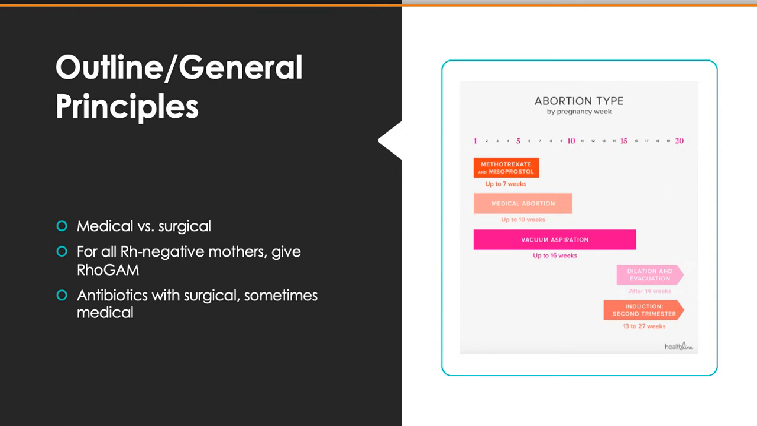Another important thing to note is the use of RhoGAM in abortion. As I'm sure you learned in your reproductive or hematology courses, pregnant people should be assessed for their Rh status, and Rh-negative patients should be given RhoGAM prior to delivery. The same is true for patients choosing a medical or surgical abortion. Another note is that for both types of surgical procedures, antibiotics are given afterwards to prevent infection. This is sometimes done with medical abortion as well, but less commonly as infection risk is very low.